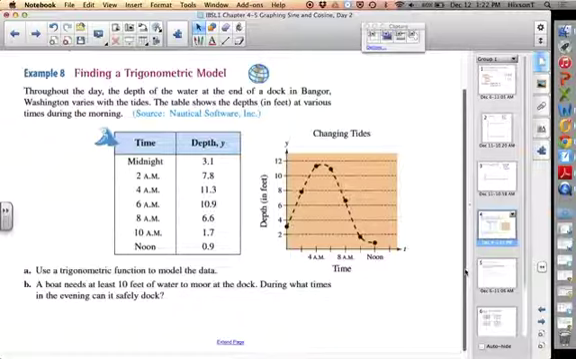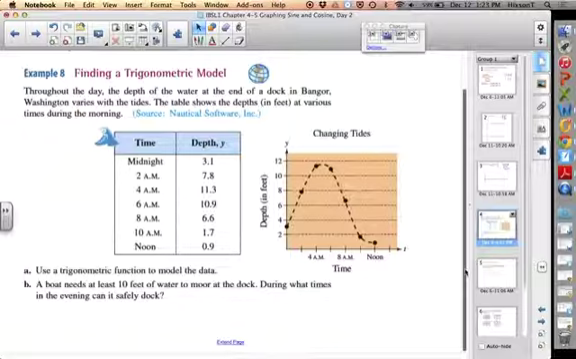But one thing that's helpful that some places will do, especially near a dock or something like that, is they'll track throughout the day what the depth of the water is going to be. Here it says throughout the day the depth of the water at the end of a dock in Bangor, Washington varies with the tides. The table shows the depths in feet at various times during the morning. So they start at midnight and they go to noon, and they just measure how deep the water is at the dock there.